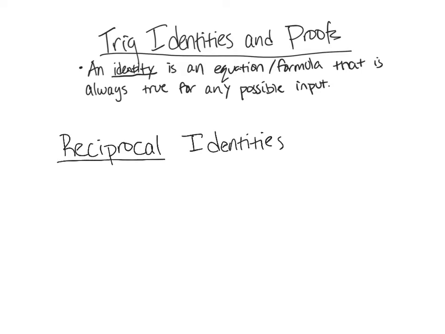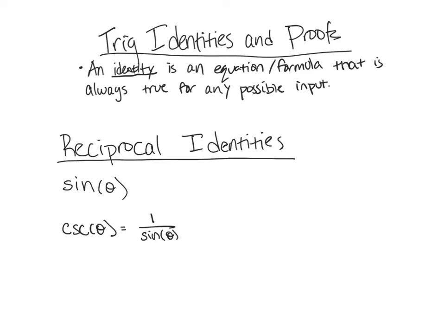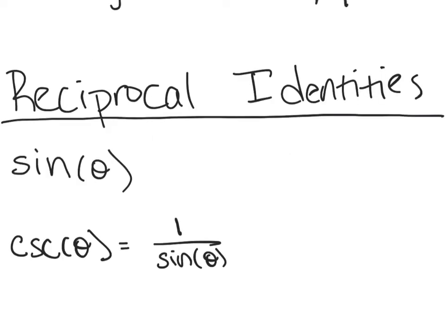Now, these reciprocal identities, some of these things you may already know. So if we're talking about sine of theta, I go, okay, well, what's the reciprocal of sine? Oh, that's cosecant of theta, because cosecant of theta is 1 over sine of theta. That's a reciprocal identity. But I leave sine of theta there because sine of theta is also the reciprocal of cosecant. So we can say that sine is equal.